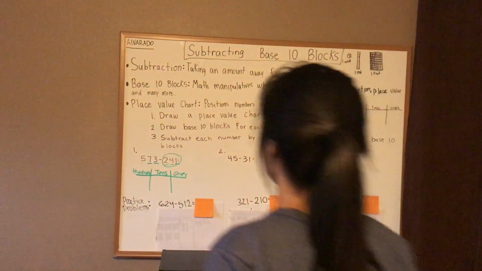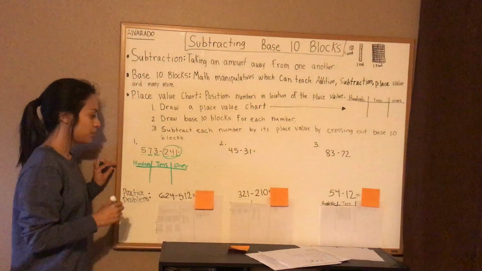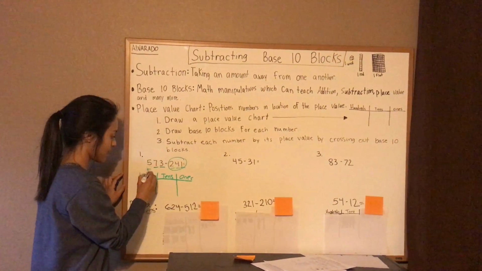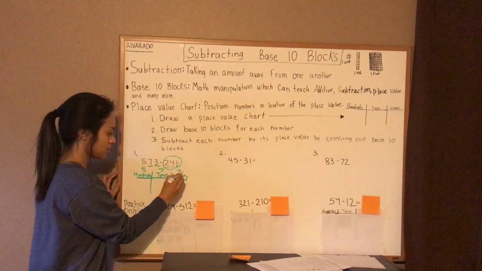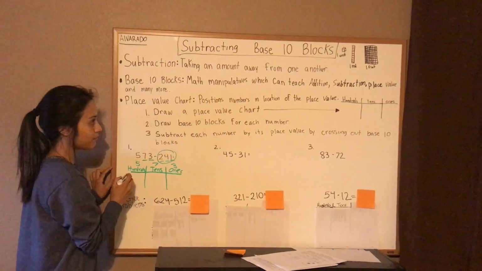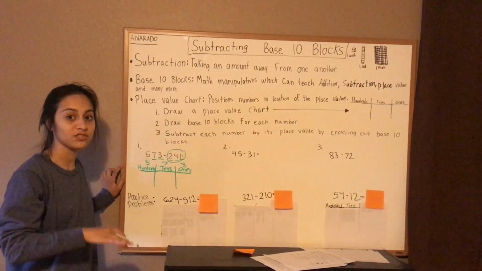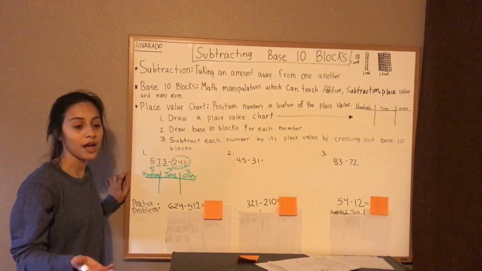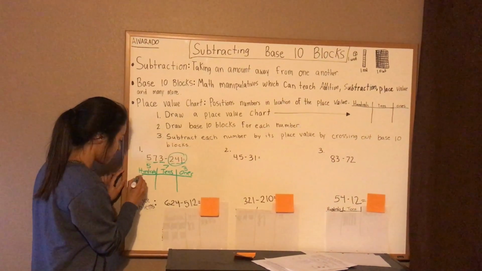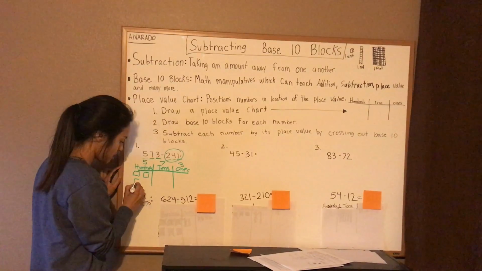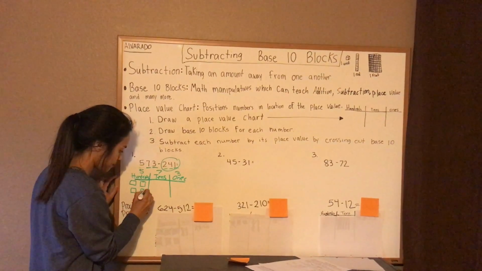All right, good. So now we're going to need to put the numbers in their place value. So it'd be 5, 7, 3. So what we're going to draw is 5 flats because it's 500 and each one stands for 100. So it's going to be a total of 5. So we're going to draw 5 flats. 1, 2, 3, 4, 5.